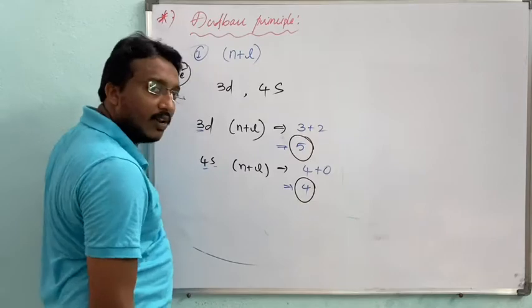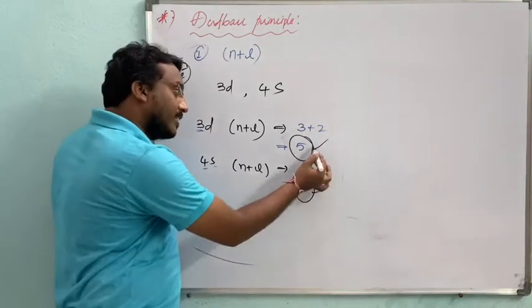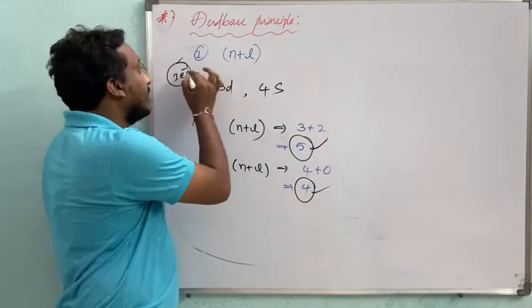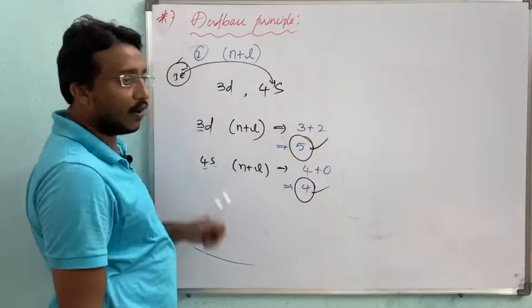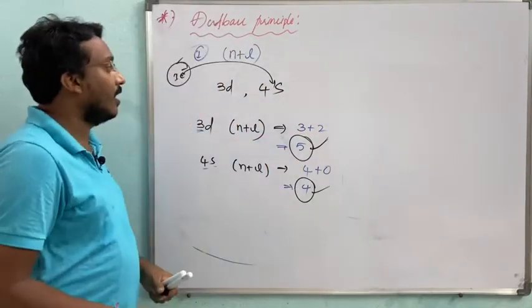Which is the greater value? 5 is the greater value or 4 is the greater value? Then 5 is the greater value, no? The 4 is the smaller value, no? Then first we have to fill the electron in the 4s orbital. This is the way to fill, right?